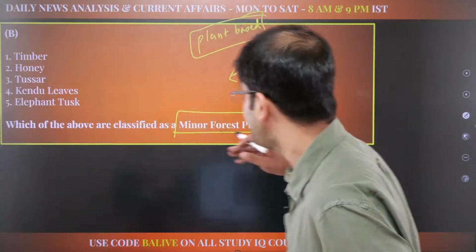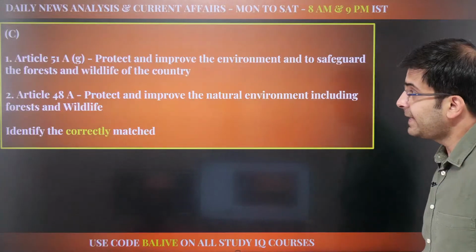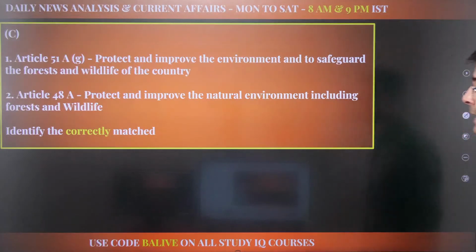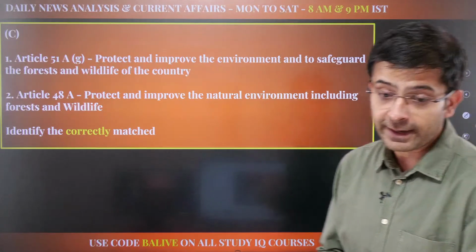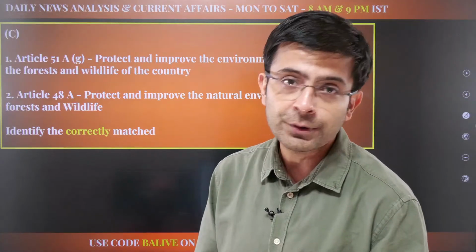So therein lies your answer for this. Okay. C. Article 51A(g), protect and improve the environment and to safeguard the forest and wildlife of the country. And Article 48A, protect and improve the natural environment, including forest and wildlife. Directly from the Constitution, I have picked it up.